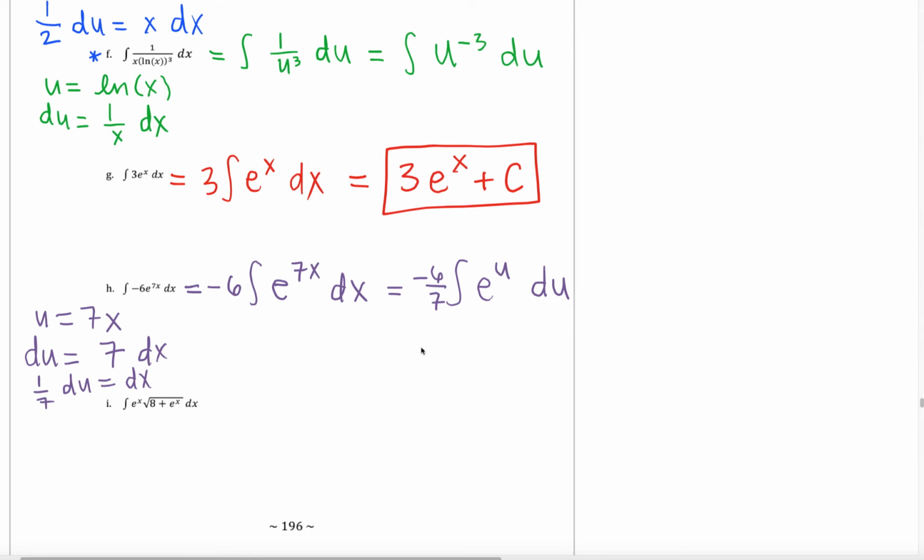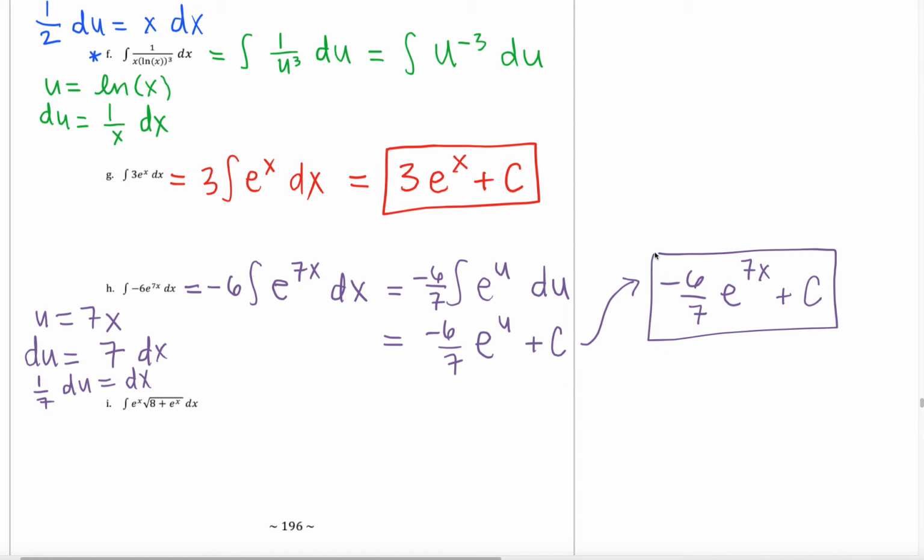Now from here, the u substitution's done. We've set up our integral all in terms of u, and we have a basic integral. The -6/7 is just our coefficient that's going along for the ride. The antiderivative of e to the u is itself e to the u plus c. And our last step from here is to just substitute back in what u equals to get a final answer of -6/7 e to the 7x plus c. And that will be our final answer for our first u sub that deals with exponential functions. So let's look at example I here.